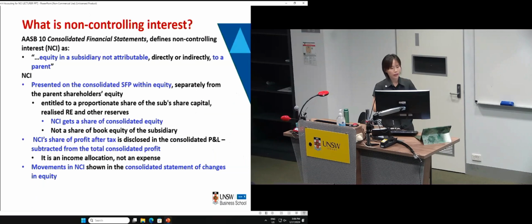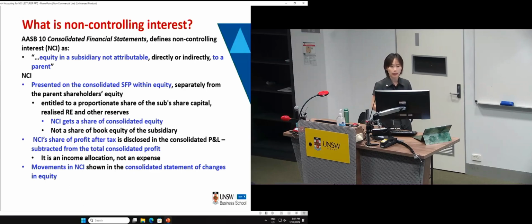Okay. Now, we continue our discussion of ASB 10, the consolidated financial statements, but we're going to introduce NCI in today's topic. Now, what is an NCI? What is meant by the term non-controlling interest? So you can see NCI is the term used for the ownership interest in a subsidiary other than the parent. This is defined in ASB 10: the equity in a subsidiary not attributable directly or indirectly to a parent. Now the key word here is equity. You can see from the definition, NCI is classified as an equity rather than a liability.